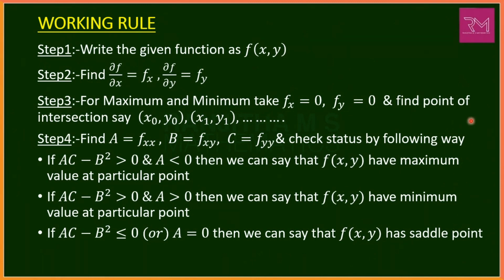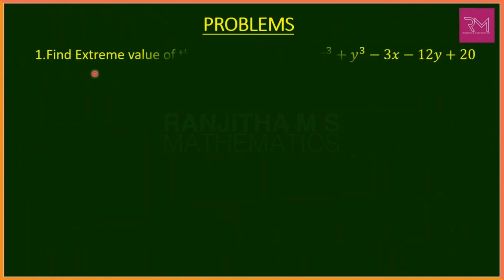Let us see how to solve the problems related to this. Here is the first problem. These are all very important question paper problems. You have to understand carefully. Find the extreme value of the function f of x comma y which is equal to x cube plus y cube minus 3x minus 12y plus 20.